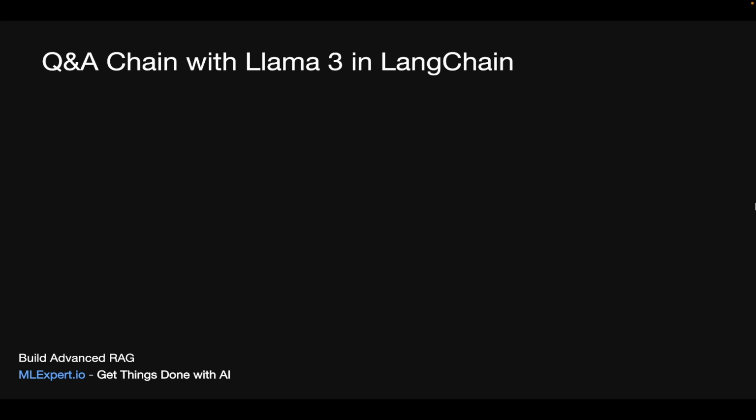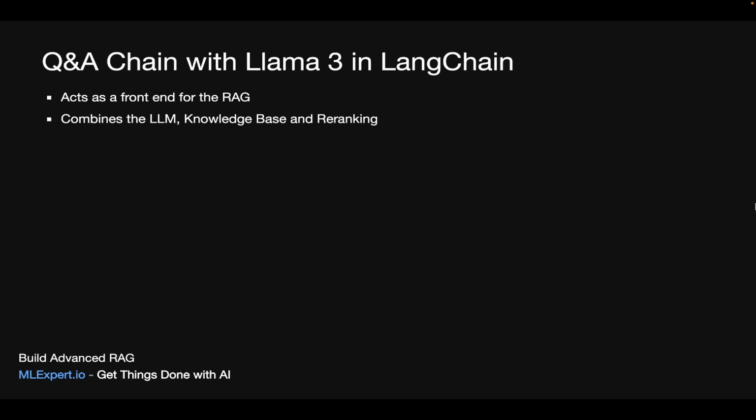And the final component is going to be the chain, that is going to be a question and answering chain, which is going to be using Llama 3 in Langchain. And this is essentially the front-facing or user-facing part of your application. And this is actually the combination of everything that we have as components: the knowledge base, the reranker, and then the large language model, in our case Llama 3.